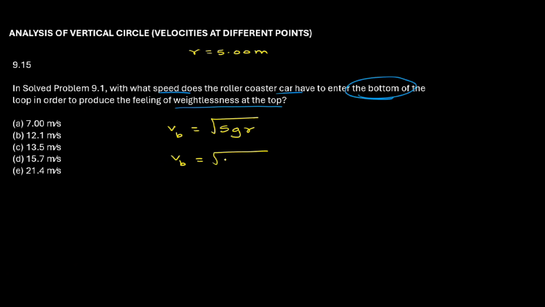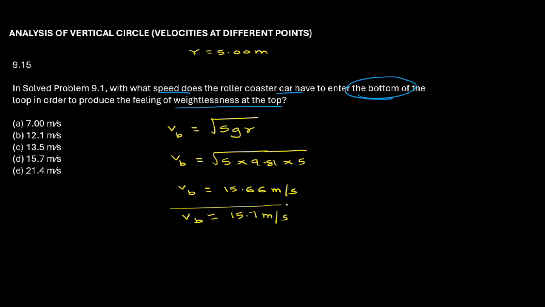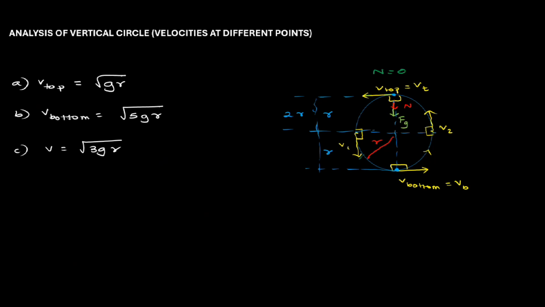To get square root of 5 times 9.81 times 5. And when you solve this, you get the velocity at the bottom to be equal to 15.66 meters per second, which you can approximate to 15.7 meters per second. So my correct answer will be option D. So if you remember the values of these velocities, it's very easy to solve problems on vertical circles.